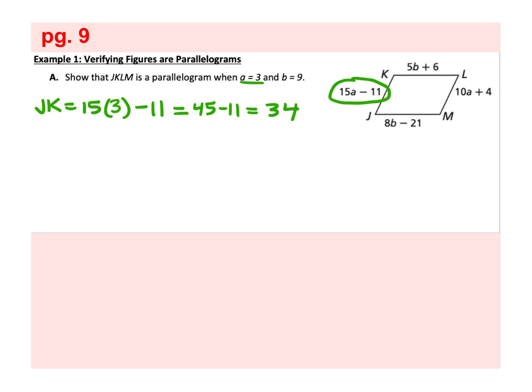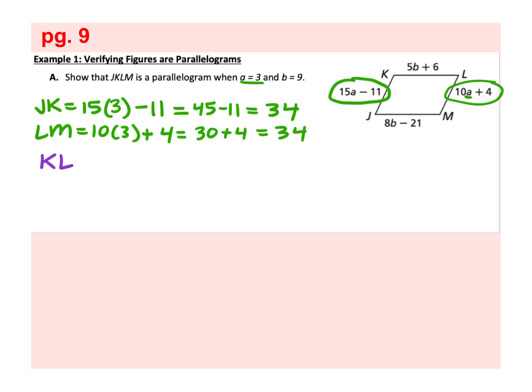Then I'm going to do the side across from it, side LM. And side LM is 10 times 3, add 4. I'm just replacing the A with the number 3. So 30 plus 4 is 34. So there I have one pair of opposite sides that's congruent. Let's go ahead and check the remaining side.